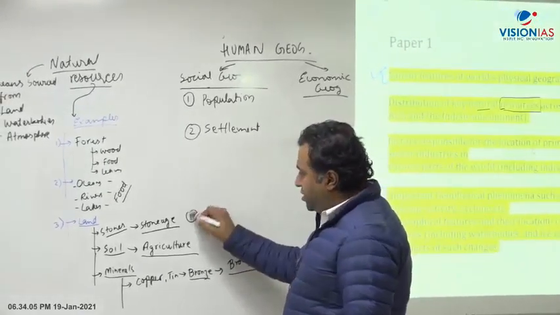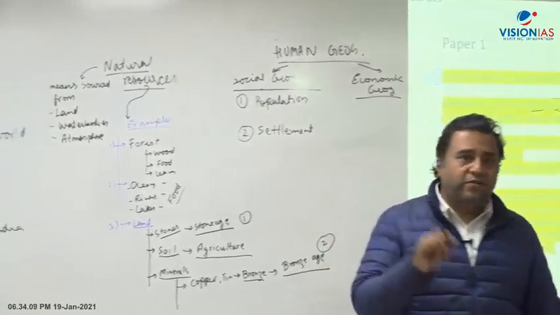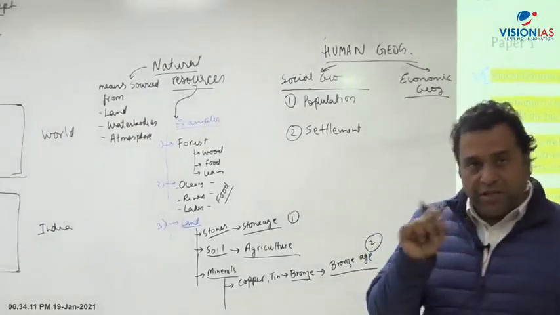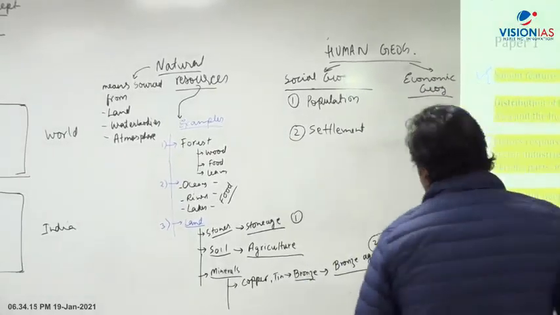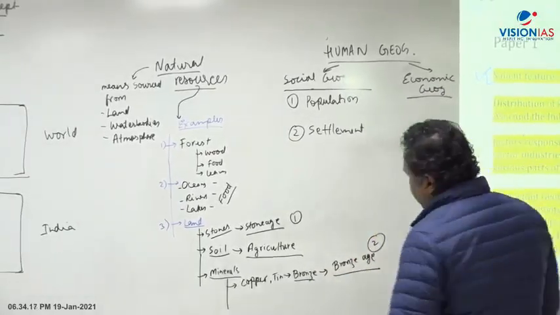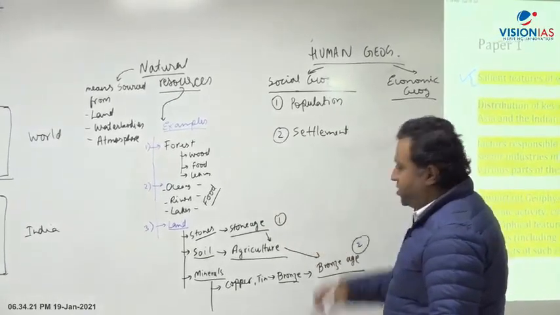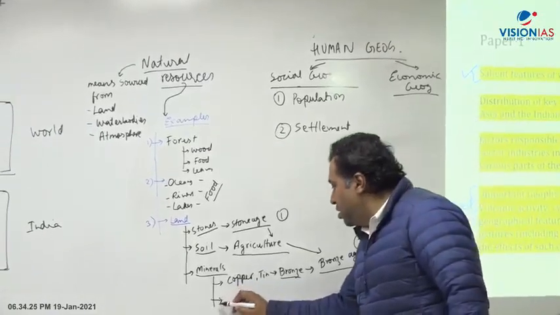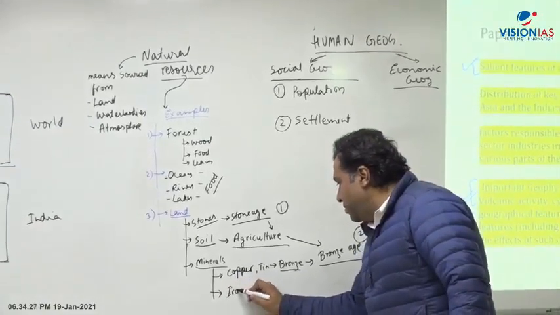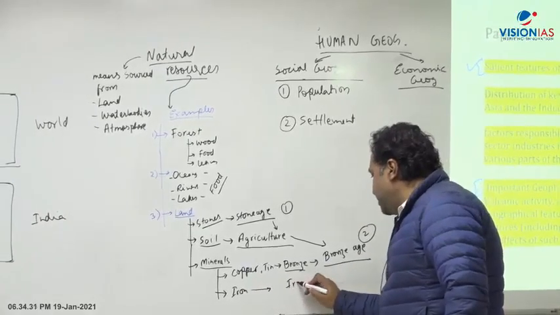So Stone Age is the first phase of human history. Bronze Age is the second phase of human history, when we found minerals such as this. And agriculture was the link between Stone Age and Bronze Age. So we passed from Stone Age to agriculture to Bronze Age. And after this, we found iron, and we became the Iron Age.